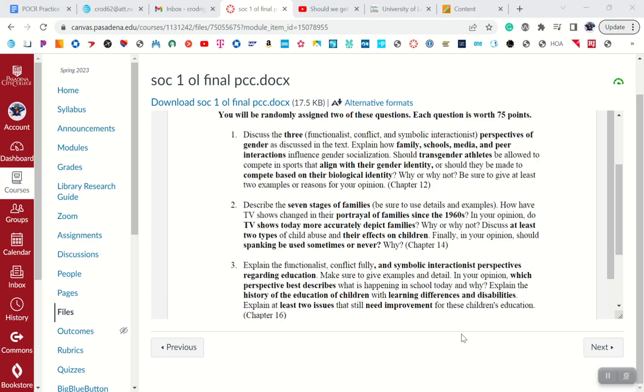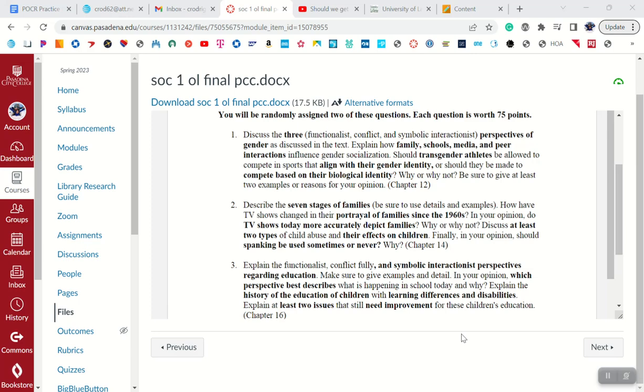And then finally, in your opinion, should spanking be used sometimes or never? So there are people, again, on both sides of that issue. Some who argue you should never spank a child. Others who argue sometimes a child needs to be spanked. Where do you fall, and why do you fall on one side or the other?